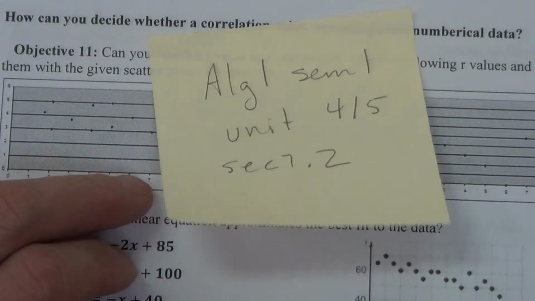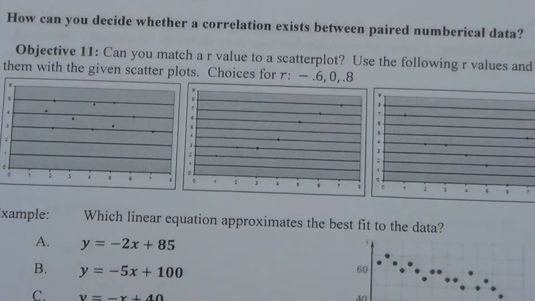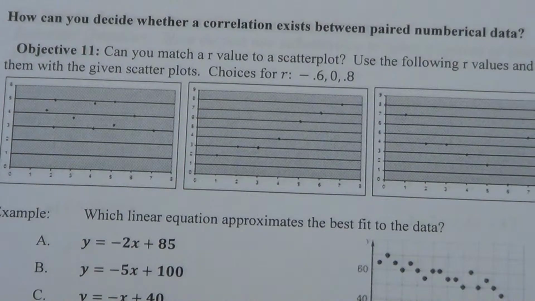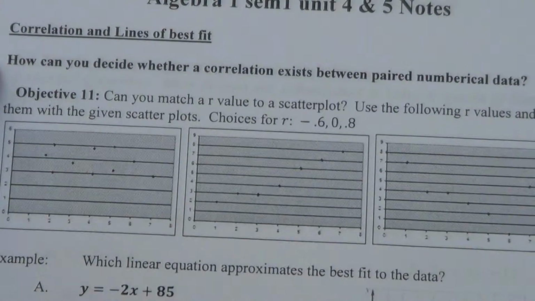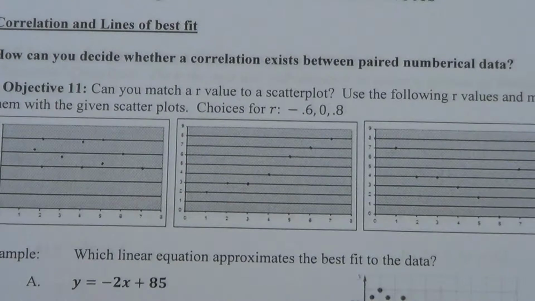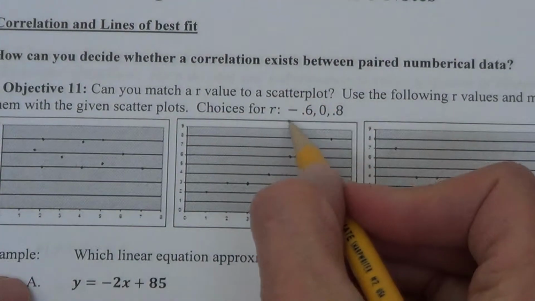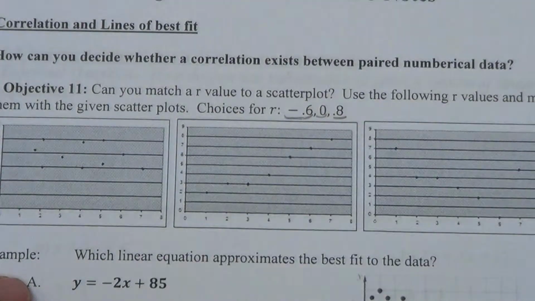I'm going to start this section by reviewing correlation and lines of best fit. How can you decide whether a correlation exists between paired numerical data? These are scatter plots, and hopefully this is review. It says, can you match the R value to a scatter plot? Use the following R values and match them to the scatter plots. We have a negative 0.6, we have a 0, and we have an 0.8.